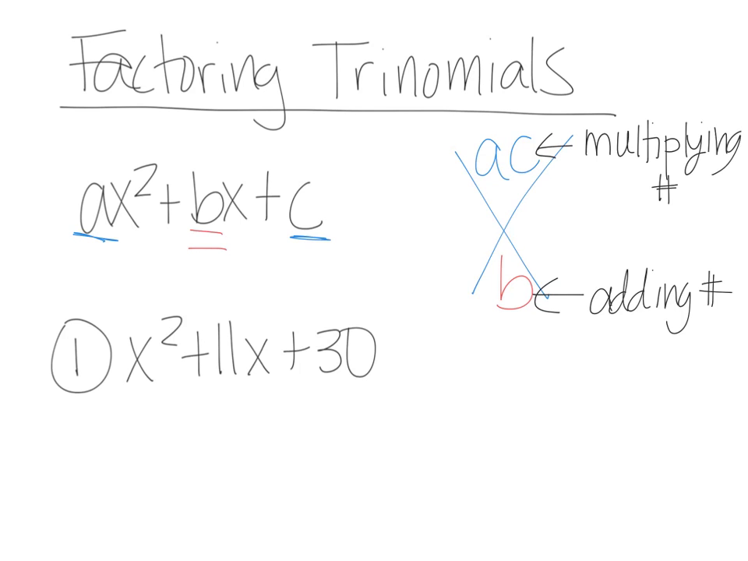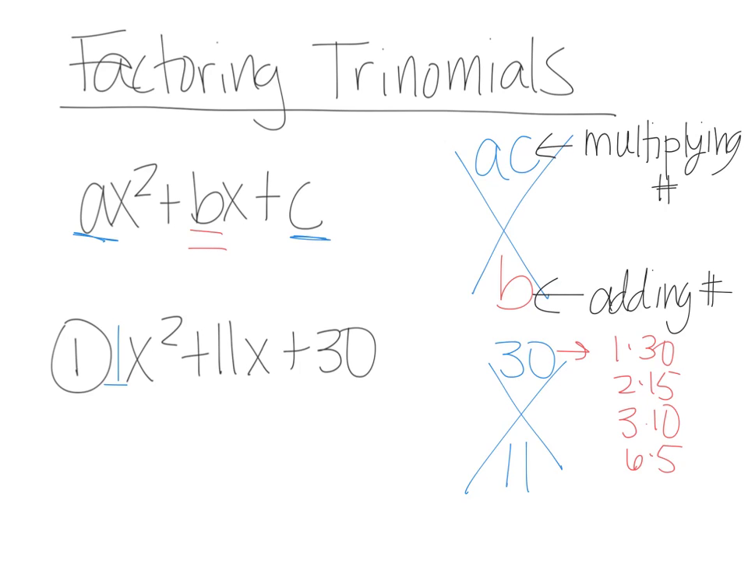So in number 1 here, I would make my x. For all the examples today, a is going to be 1, so 1 times 30 just stays 30. And then 11 goes on the bottom because that's b. Now think of things that multiply to 30. I know 1 times 30, 2 times 15. You're trying to find the ones that add to 11. 3 times 10, still not there. 6 times 5, that one's going to work. So 6 and 5 go here.